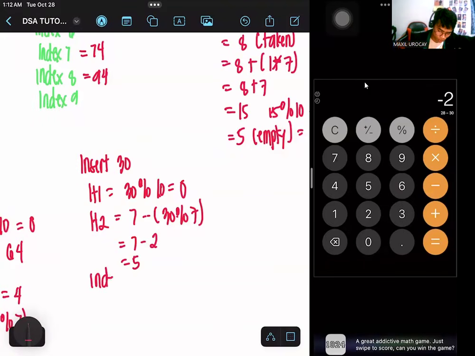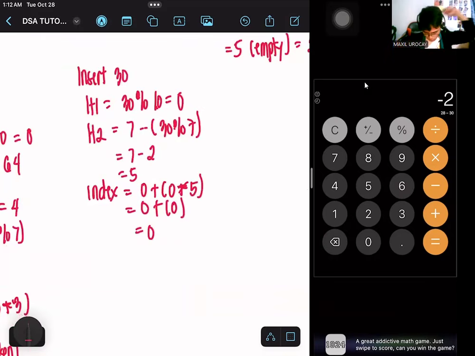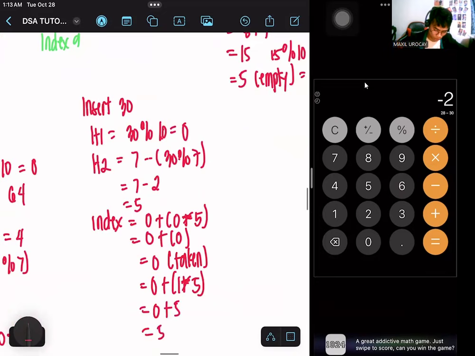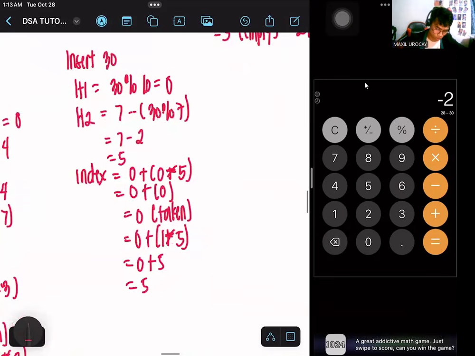So your index right now will become 0 plus 0 times 5, and then 0 plus 0 equals 0 still. So for 0, let's try to check index 0, that is allocated. So taken. So what can we do? You just have to do 0 plus 1 times 5 equals 0 plus 5. It will become 5. So checking index 5, that is allocated also. So taken. You just have to run through again.